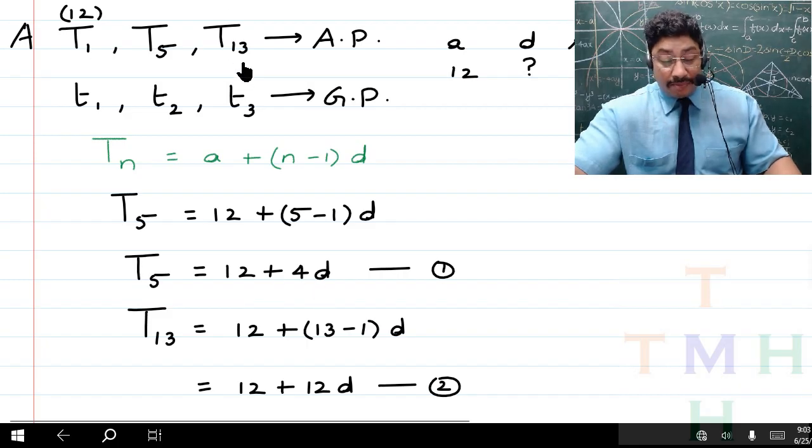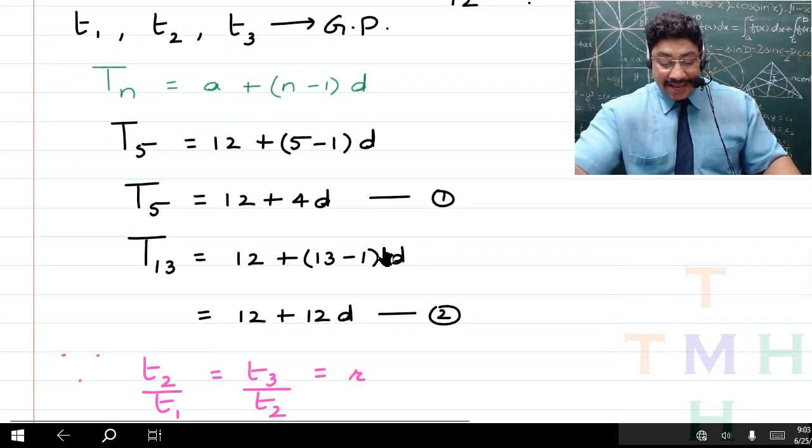Now we talk about T13, which is the 13th term of the AP. As such, a plus n minus 1 times d is going to be applicable, that is 12 plus 13 minus 1 times d, where 12 is the first term. Next, we have here 12 plus 12d, which is the 13th term.